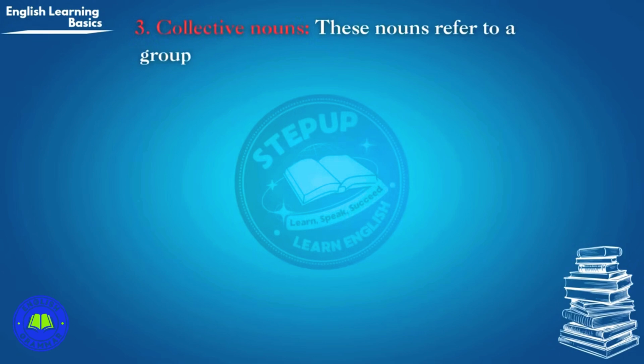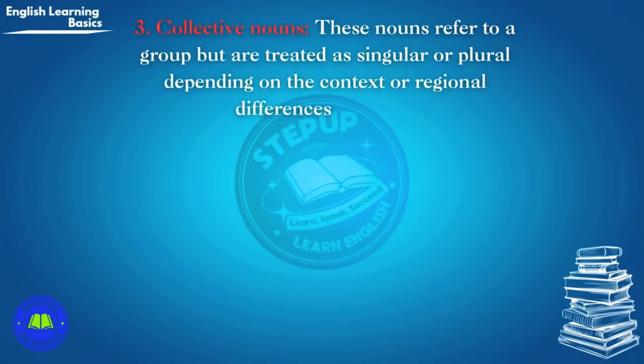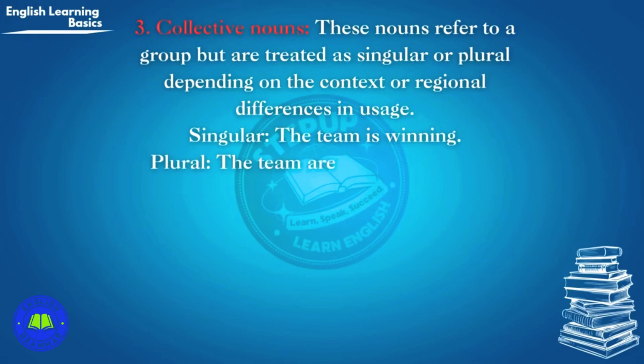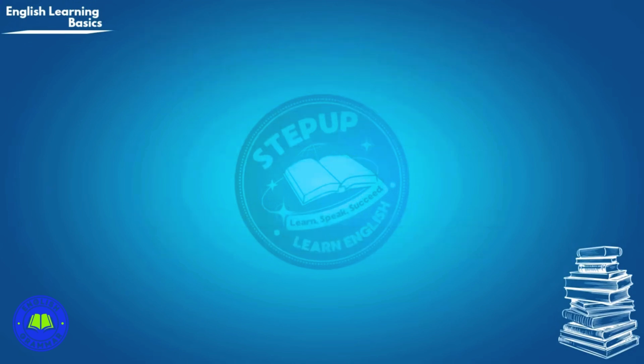3. Collective nouns. These nouns refer to a group but are treated as singular or plural depending on the context or regional differences in usage. Singular: the team is winning. Plural: the team are arguing with each other. Common collective nouns include team, family, committee, class, herd, flock.